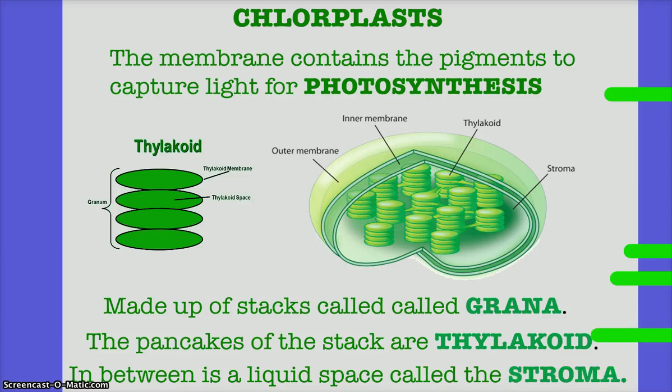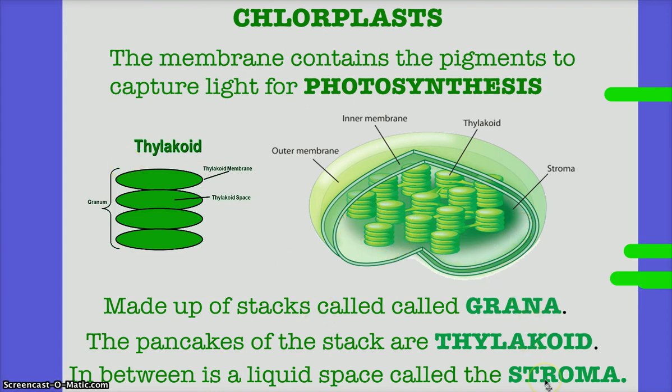Stroma. Good job. I would have to say in between the thylakoid, but it's in between the chloroplast. You see this liquid space, and it's called the stroma. So we've got the stack, which is called the grana or the granum. You've got the pancakes within the stack, which are called the thylakoids. And here's a better picture. So each one of these little pancakes makes up the full stack, right? And then this space in between is the stroma.